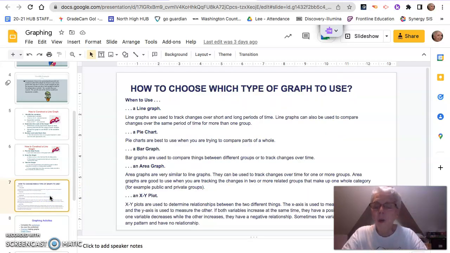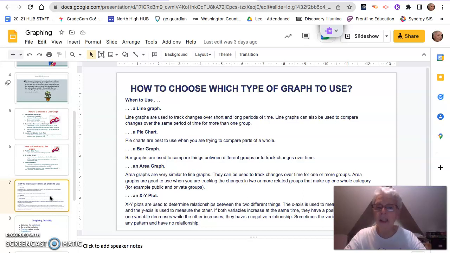So how do you know which graph to choose? Well, there are 4 different graphs that we're going to be able to use in this class, and we'll start with the line graph. Now, the line graph is used to track over a short or a long period of time, and they compare changes over that time, usually for more than one group.